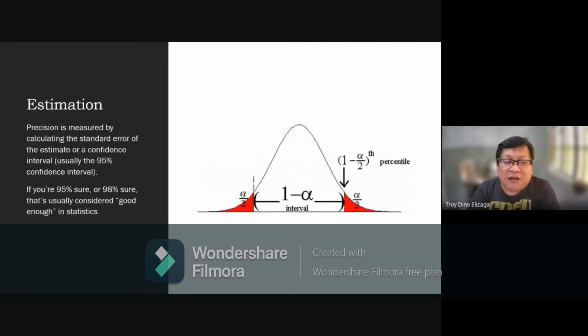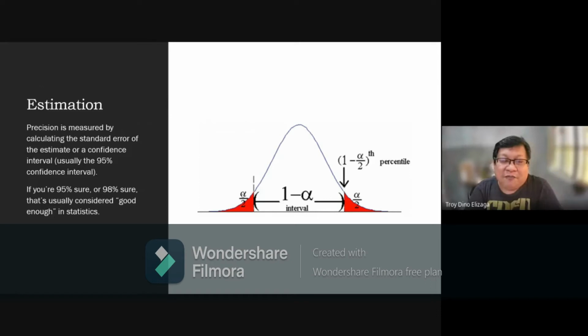This graph shows basically the concepts that we have been discussing so far. You have a graph of a standard deviation, and this is the normal distribution. It forms a bell curve, and then 1 minus alpha is the confidence interval. That means that there are parts of the distribution where you are no longer confident that this will still fall under the result when this test is done again.